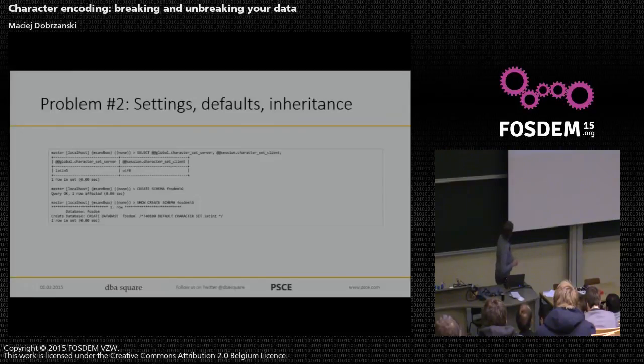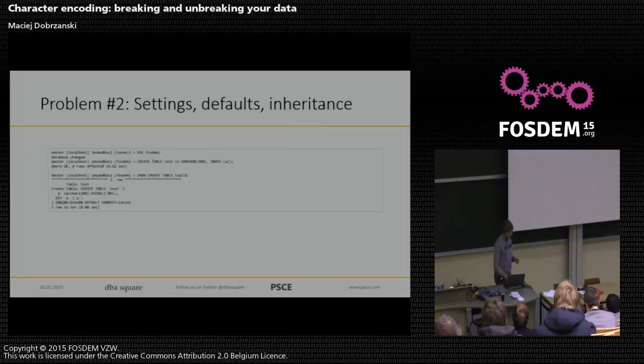So we create a schema. We have a server that runs Latin 1, and our client uses UTF-8, right? So we create a schema, and the schema receives the server's default encoding, which is Latin 1, regardless of our client setting. So then we go into the schema, and we create a table. A table will obviously receive the schema's default encoding, which is also Latin 1.